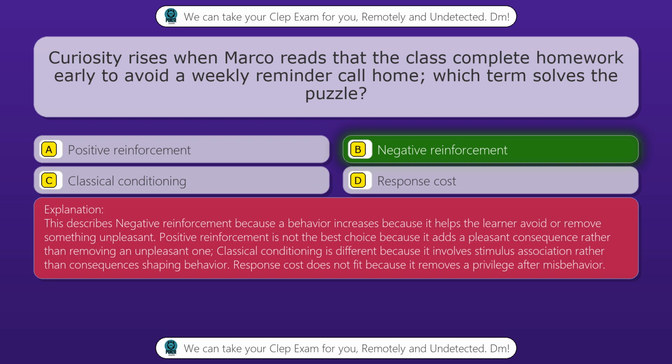This describes negative reinforcement because a behavior increases because it helps the learner avoid or remove something unpleasant. Positive reinforcement is not the best choice because it adds a pleasant consequence rather than removing an unpleasant one. Classical conditioning is different because it involves stimulus association rather than consequences shaping behavior. Response cost does not fit because it removes a privilege after misbehavior.